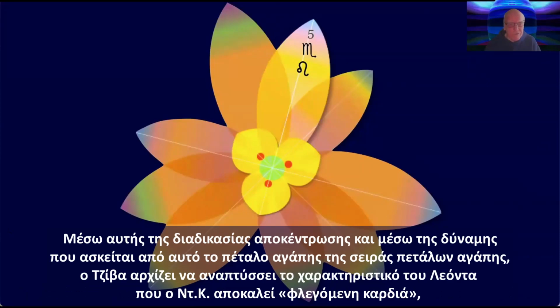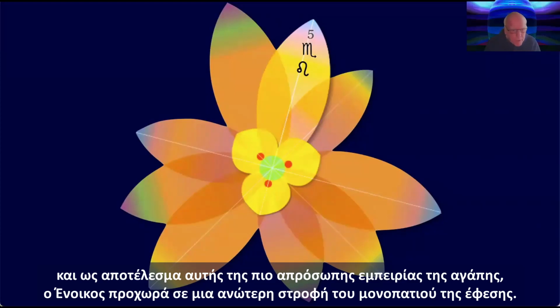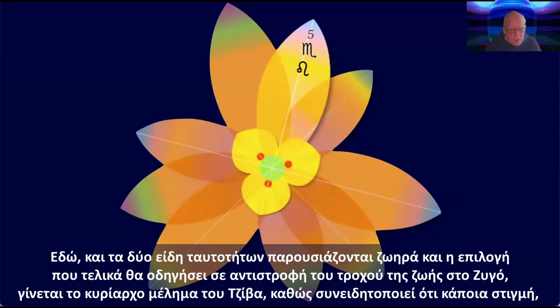Through this decentralizing influence and through the potency exerted by this love petal of the love tier of petals, the jiva begins to develop the Leonian attribute that DK calls the fiery heart. And as a result of this more impersonal experience of love, the indweller steps onto a higher turn of the path of aspiration. Here, 2 kinds of identities are vividly and continuously presented, and the choice that will eventually lead to reversal on the wheel of life in Libra becomes the jiva's overriding concern.